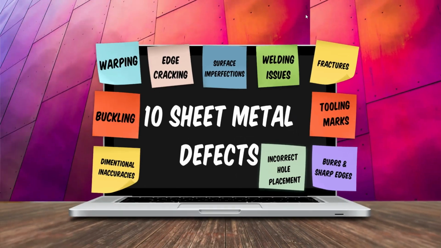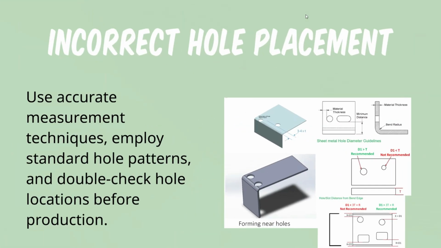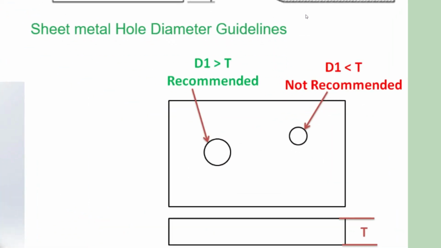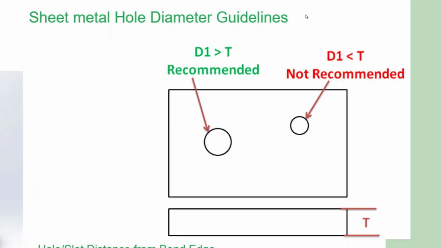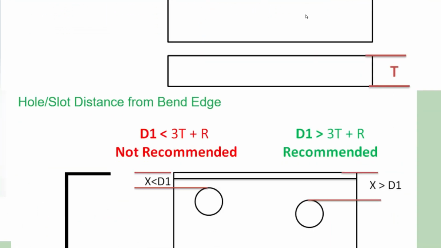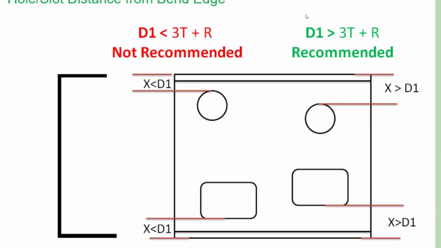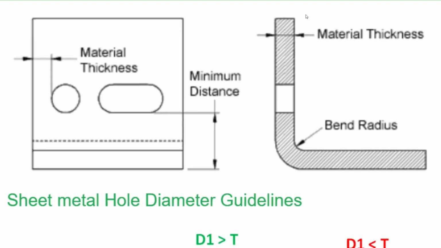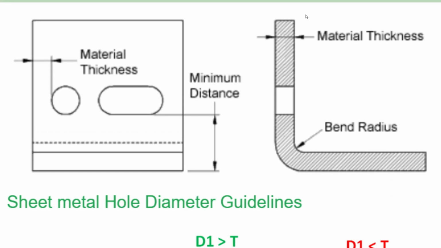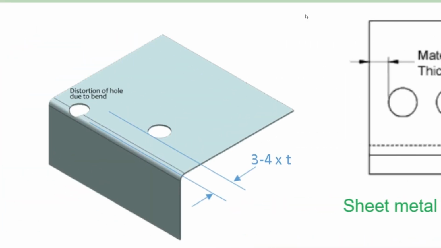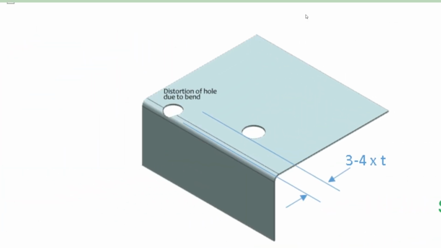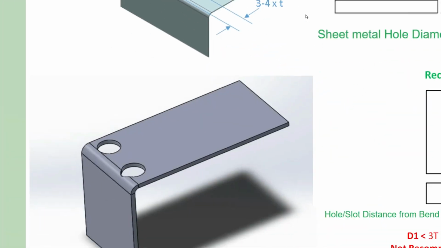Number 10. Incorrect hole placement. Hole diameter should be greater than the thickness of the part. Holes should be placed 3 times the material's thickness plus the bend radius away from the bend. Be sure to place holes and slots at least 2 times the material's thickness away from an edge to avoid a bulging effect. The distance between 2 holes should be 2 times the hole's diameter to have enough strength.